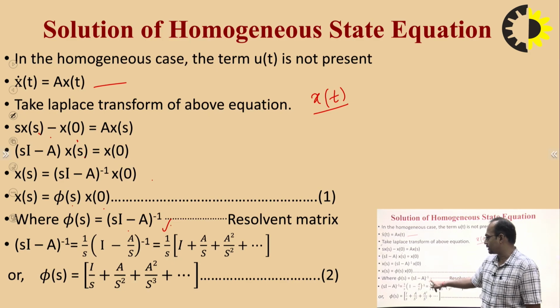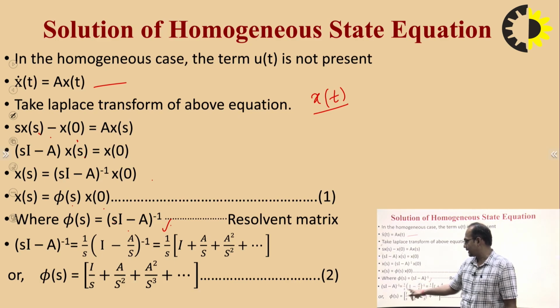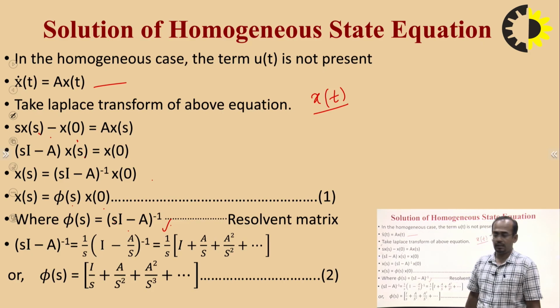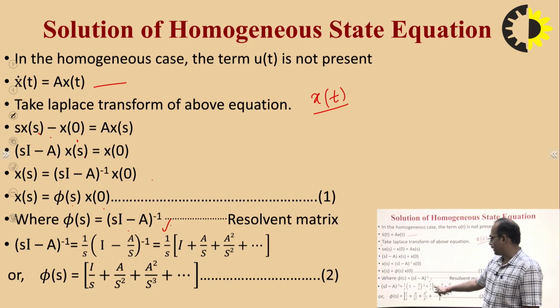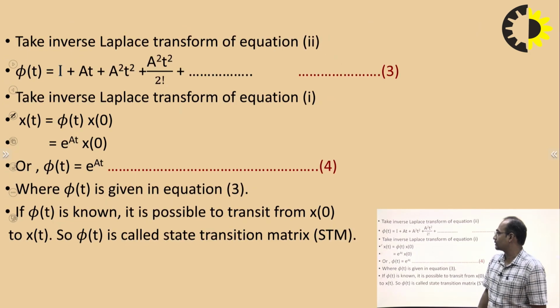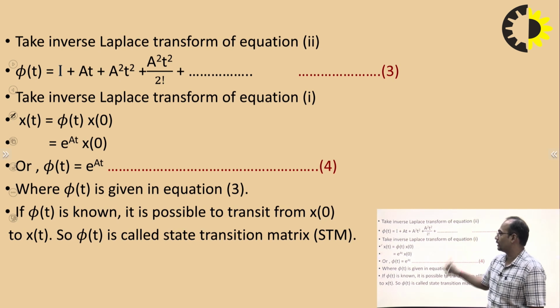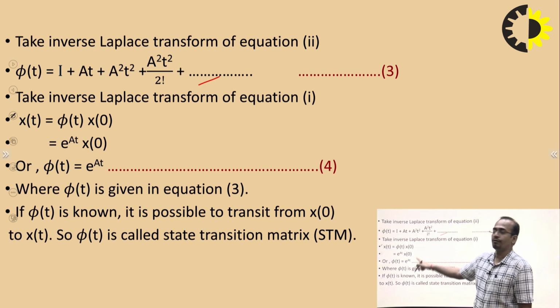(sI minus A) inverse is equal to 1 by s; I have taken s common from here. So you will take [s inverse] (I minus A by s) inverse. By expanding this, you will get here I by s plus A by s square plus A square by s cube, and so on. In this way you can define the value of phi(t) is equal to I plus At plus A square t square by factorial 2. This is nothing but the expression for e power At.